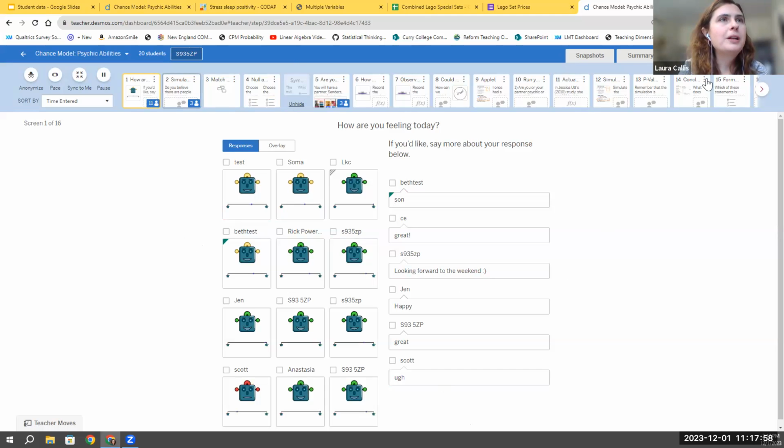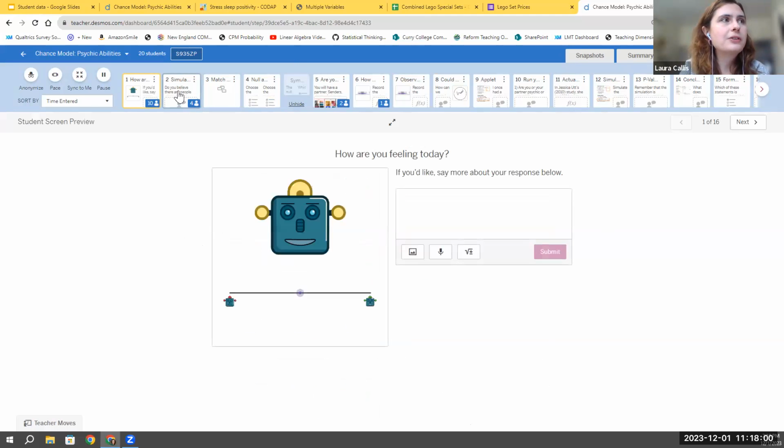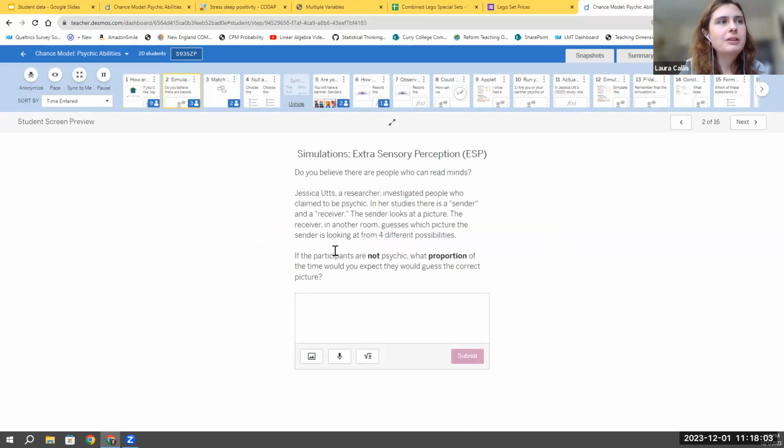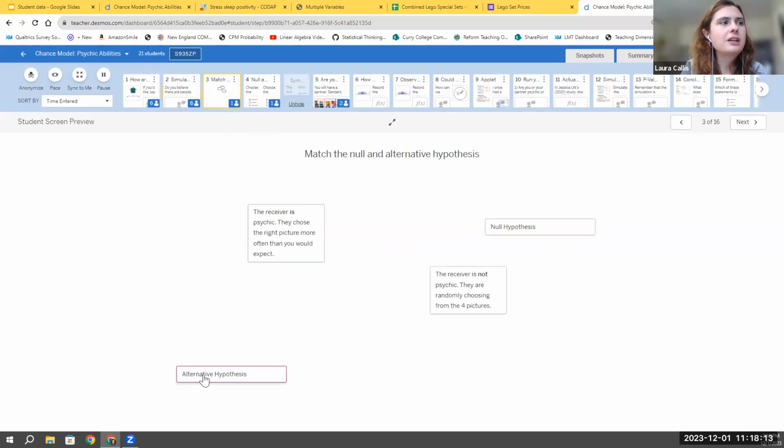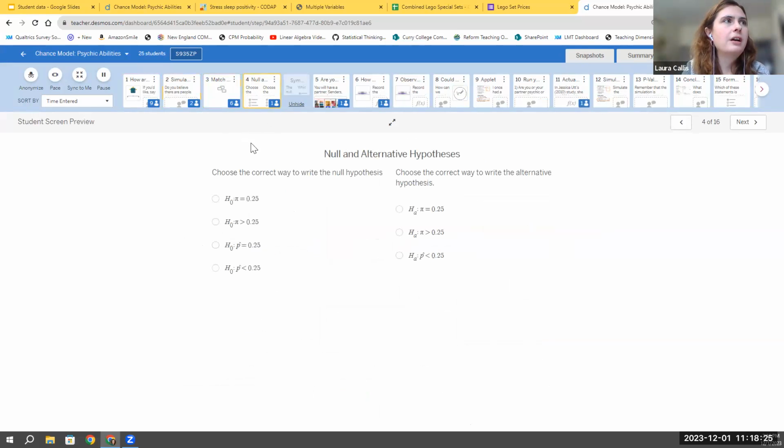I want to give you a minute to play with the first couple of slides. Maybe just a sentence or half a sentence on slide 2: if the participants were not psychic, how often do you think they'd be right? Slide 3 is matching. If you grab a card and hover and you see how it lights up, then I'm able to see how you've matched things on my end. Then over on slide 4, just go ahead and click what you think is right, and then I'll show you what it looks like on the teacher end.